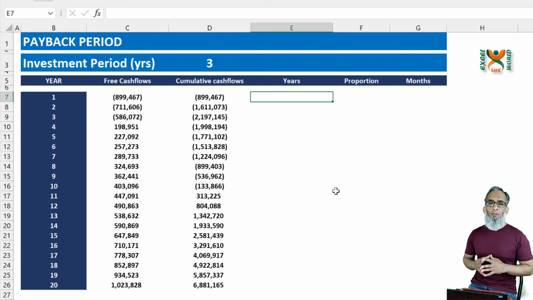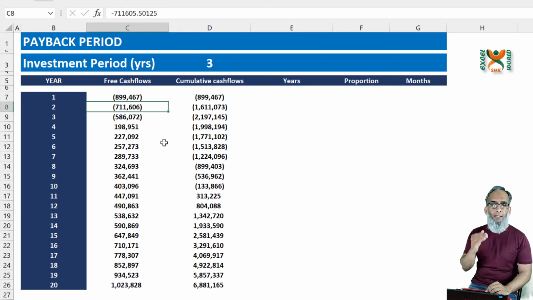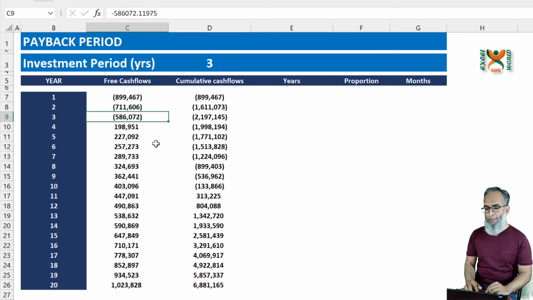So first we need to know whether the year is greater than the investment year or not, because if it is not greater than the investment year, then it will not count for your payback period, because the second year cash outflows have not occurred yet. So if they have not occurred, then how come you will have a payback for that? And same is the case for the third one.